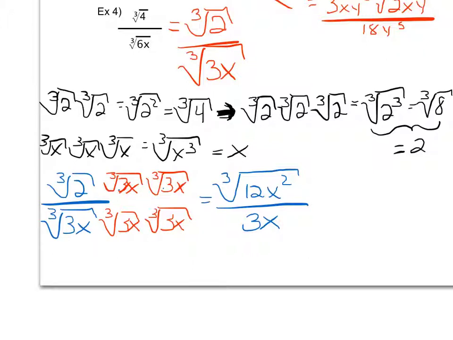If I look, could I simplify it any further? Well, does 12 have any perfect cubes in it? Not divisible by 8, not divisible by 27, so no. If I have 2, could I pull out any whole groups of 3? No. Or if I rewrote this in fraction form as 2/3, could I change that to a mixed number? No. I cannot reduce the 12 and the 3. 12's under a radical, 3's not. I cannot reduce the x squared and the x. X squared is under a radical, x is not. Therefore, this is my final answer.